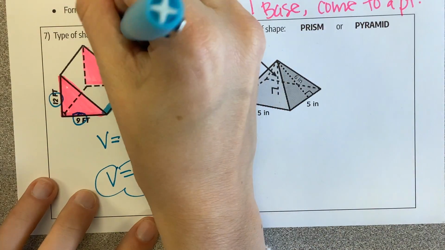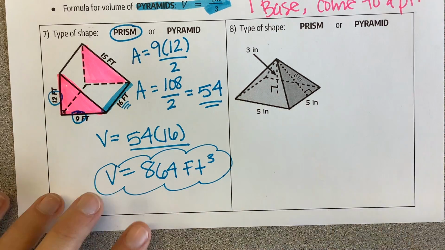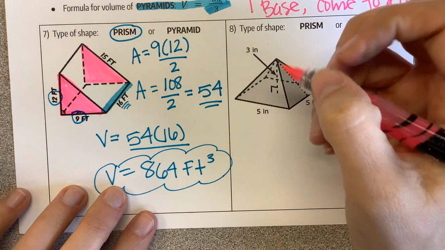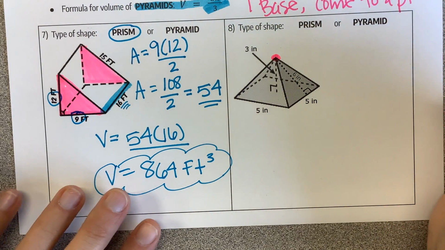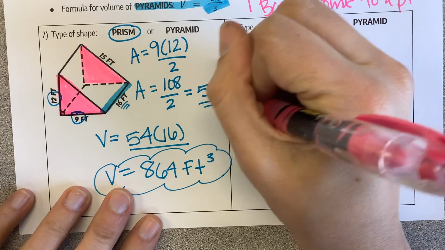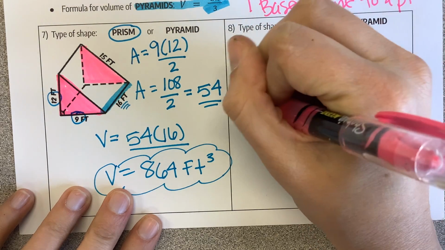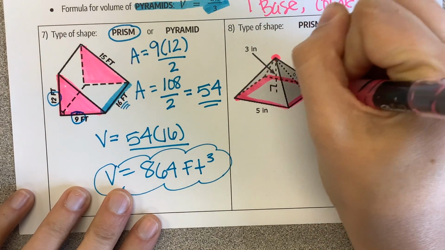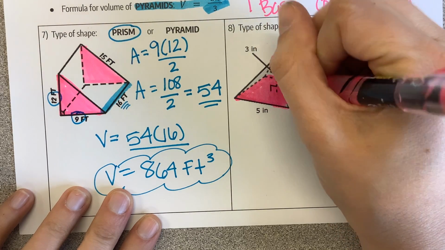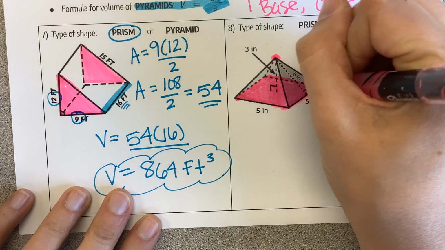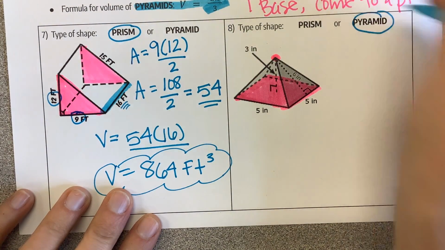And I forgot to circle up here, this was a prism because it had the 2 bases. Number 8. Here, I automatically see this point right here, which kind of clues me that it's a pyramid, okay? And I only see 1 base here on the bottom, which looks like a square. It could be a rectangle. We'll have to look at the dimensions, okay? So since it has 1 base and it comes to a point, it is a pyramid.